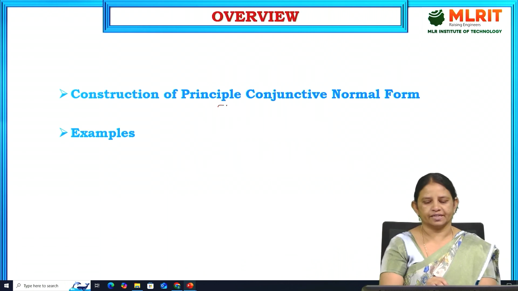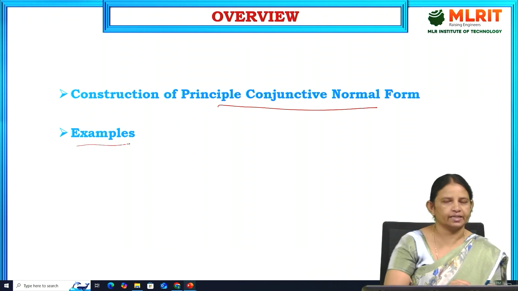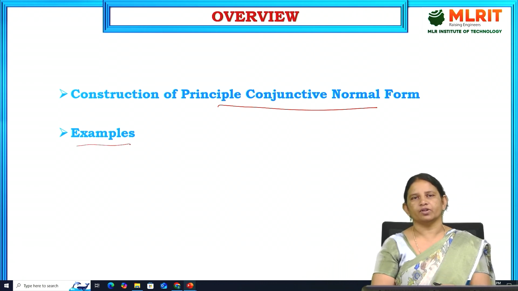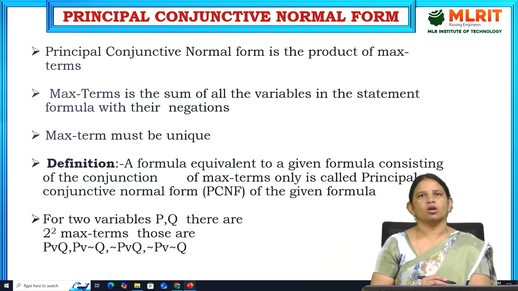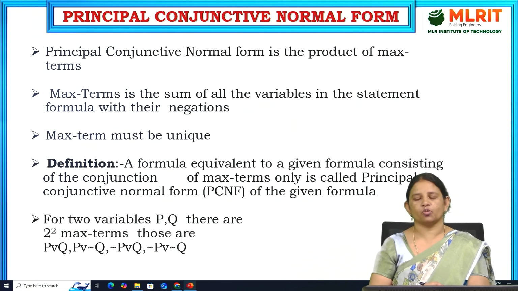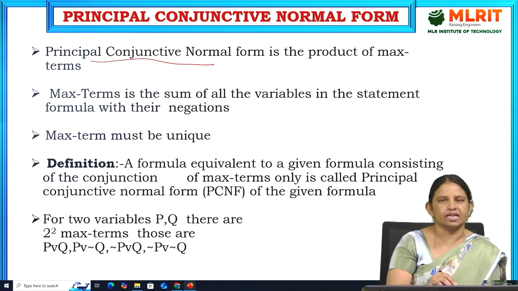How to construct principal conjunctive normal form? We can understand that concept by taking some examples. Whether it is a principal conjunctive normal form or not, we need to verify with the help of the method. So first of all, the introduction of principal conjunctive normal form. Simply we can call it PCNF.